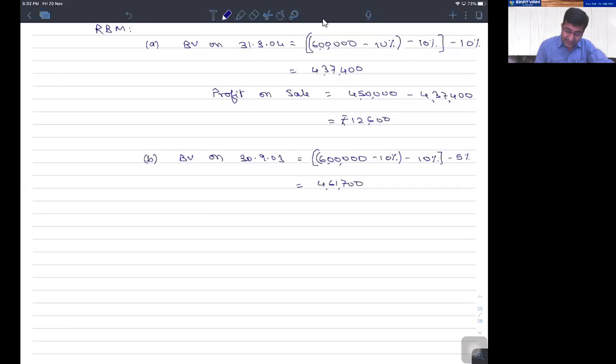And so in this case, there is a loss on sale. जब हम SLM follow कर रहे थे, तो there was no profit, no loss in case B. But here there is a loss of 4,61,700, less sale value of 4,50,000. So loss on sale of asset is 11,700. Did you get that?